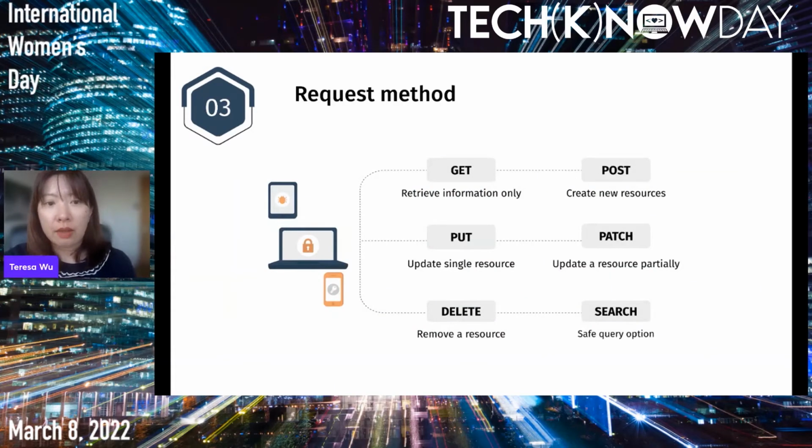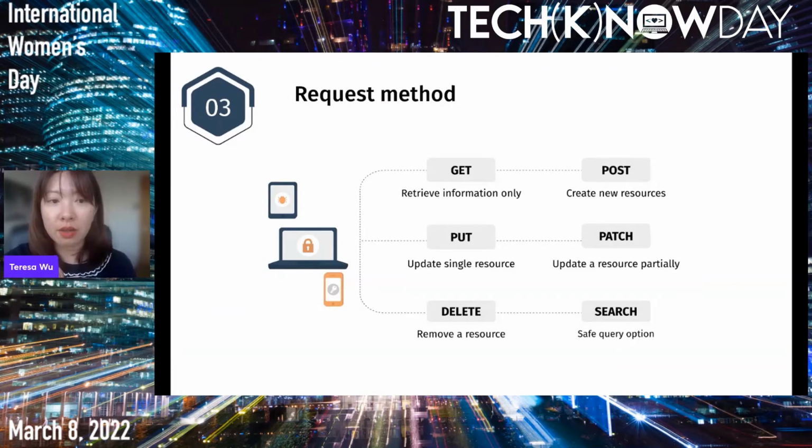And then let's look at some of the request methods. There were six major ones, right? I'm sure you're probably familiar with a few of them, like GET, POST, PUT, DELETE, right? I'll talk about PATCH and SEARCH here.